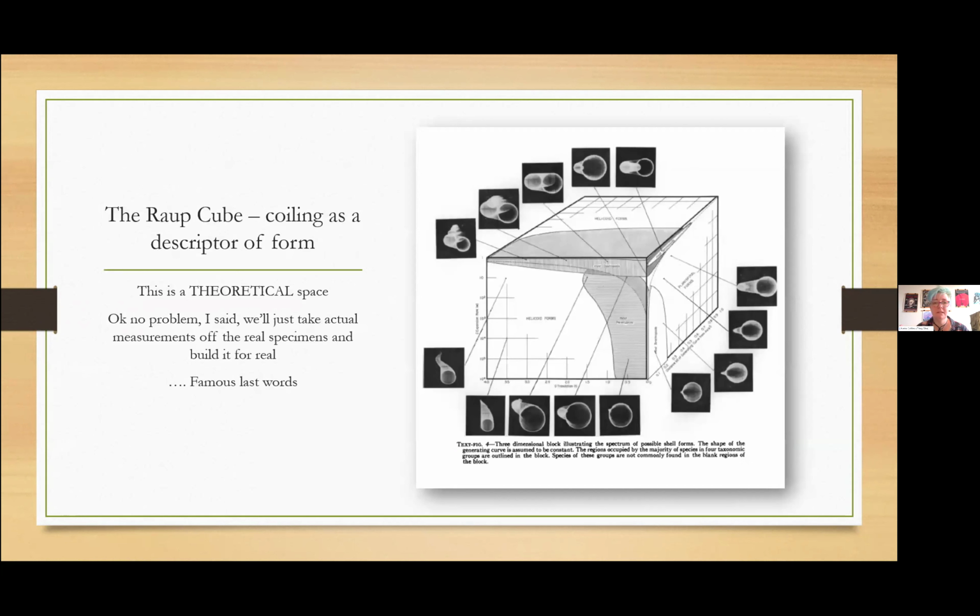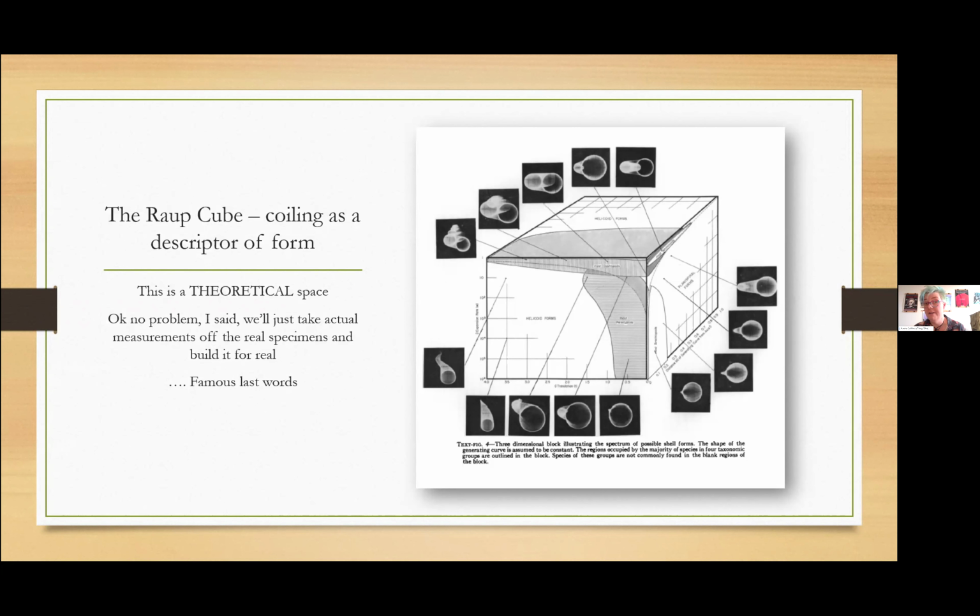So coiling is a fundamental property of conchiferan mollusks, cephs, bivalves, scaphs, gastropods. The shell is what's homologous between them. And if you go Googling idly for mollusk morphology, it won't take you that long to stumble across this paper, Raup 1966, and this diagram, which to me is the most beautiful thing in all of paleontology. I love this diagram to distraction. I think it's honestly the most wonderful thing. And it treats coiling as a descriptor of form, but it is a theoretical space. This was not built from real data, and we'll get into that in a second.